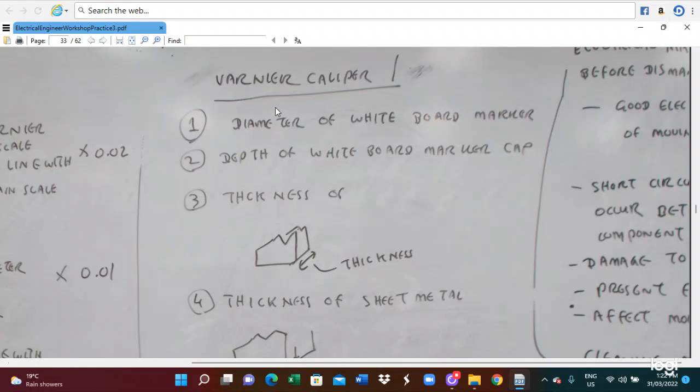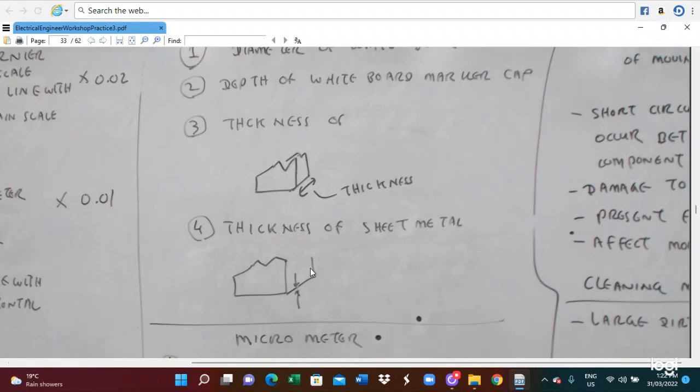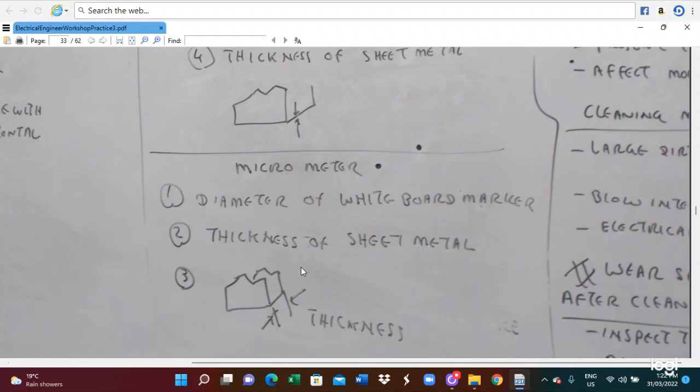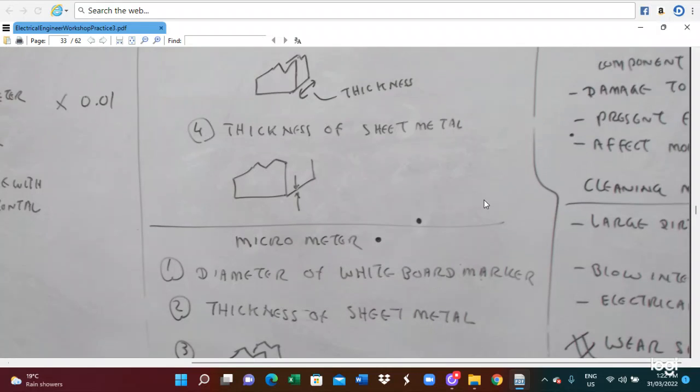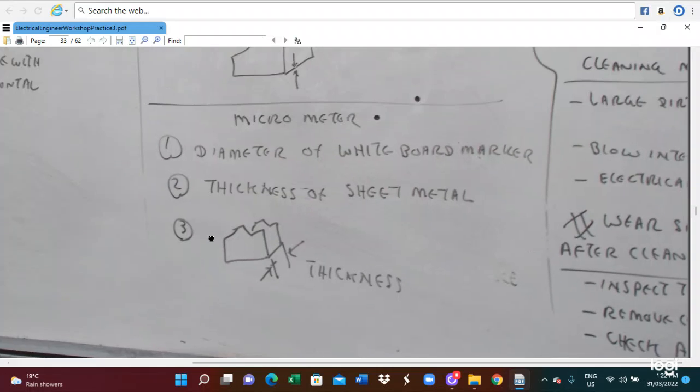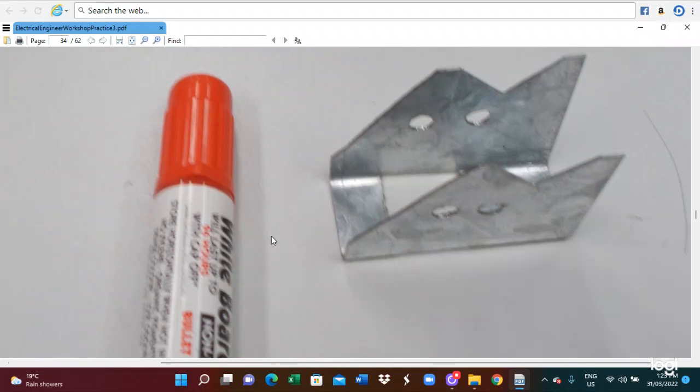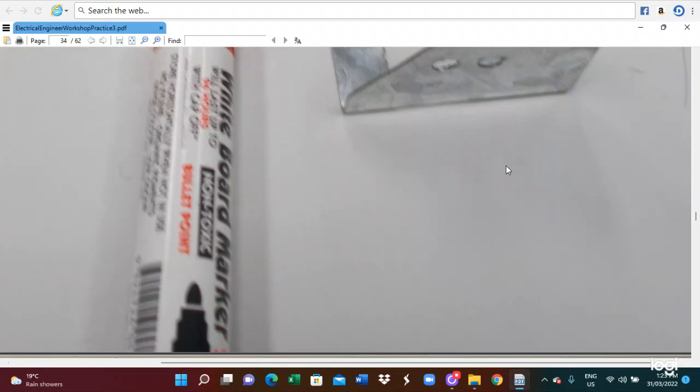In this case, we utilize the vernier caliper for the diameter of the white bolt marker and also the depth of the white bolt marker cap, and we also need the thickness. We have to measure the thickness of the sheet metal. The micrometer we utilize to measure the diameter of the white bolt marker and also the thickness of the sheet metal. So those are the exercises regarding how to test it. This is the appropriate form to measure the diameter and the thickness by using the micrometer.